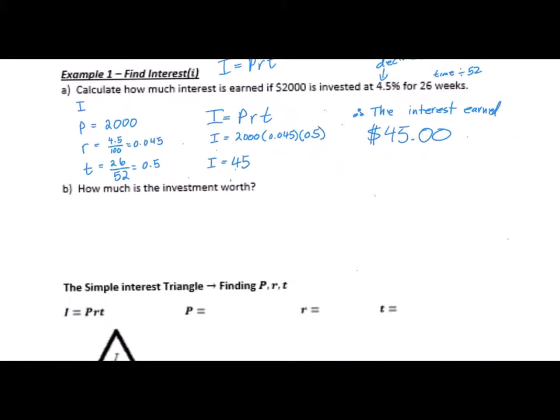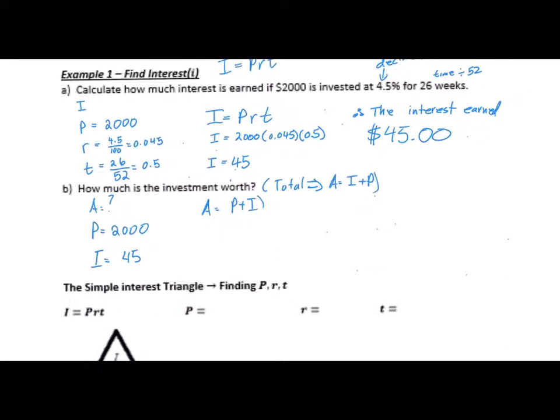So now, the last part of the problem is how much is the investment worth? That is actually talking about the total, which is just A is equal to I plus P. So let's go. A equals, we don't know what that is. P equals, we do know what that is, which is $2,000. And I is literally 45. So A is equal to P plus I.